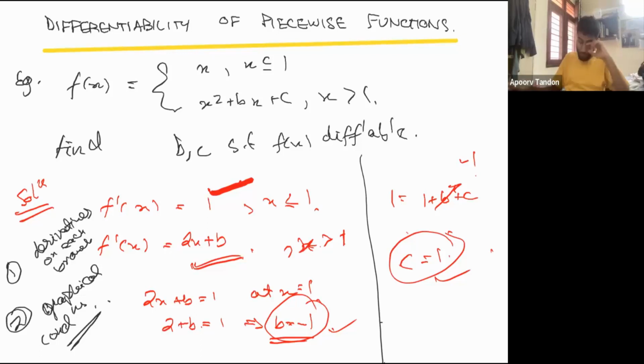And this is it for today's lecture. What we looked at today was firstly the intermediate value theorem, and then we went on to consider various aspects of differentiability, conditions for differentiability, applications of the definition of differentiability over an interval, and finally we concluded with piecewise functions.